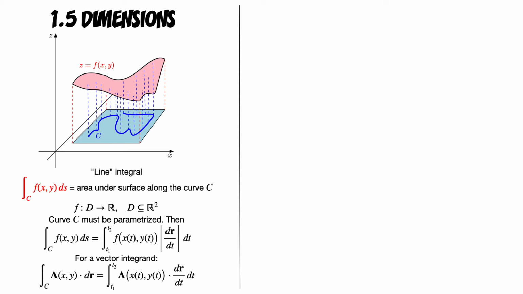To actually do a line integral, we have to parameterize the curve, and then it does just become a classical 1D integral. Also note that we have two types of line integral, a scalar type and a vector type.